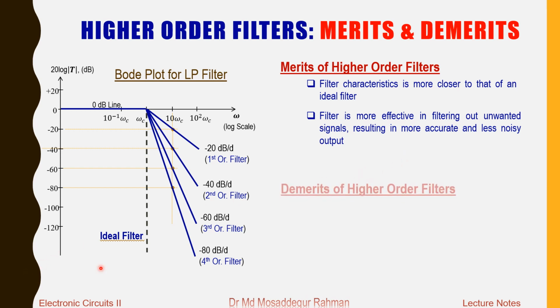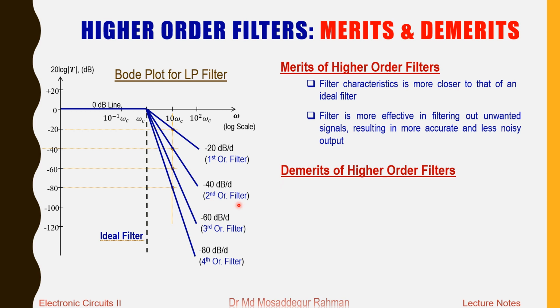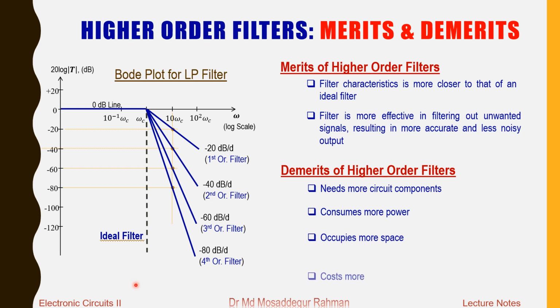So what are the demerits of a higher order filter? Are there any demerits? Yes, there are. The higher is the order of the filter, the more circuit components you will need. So the circuit will get bigger. It will consume more power. It will occupy more space, and it will cost more.